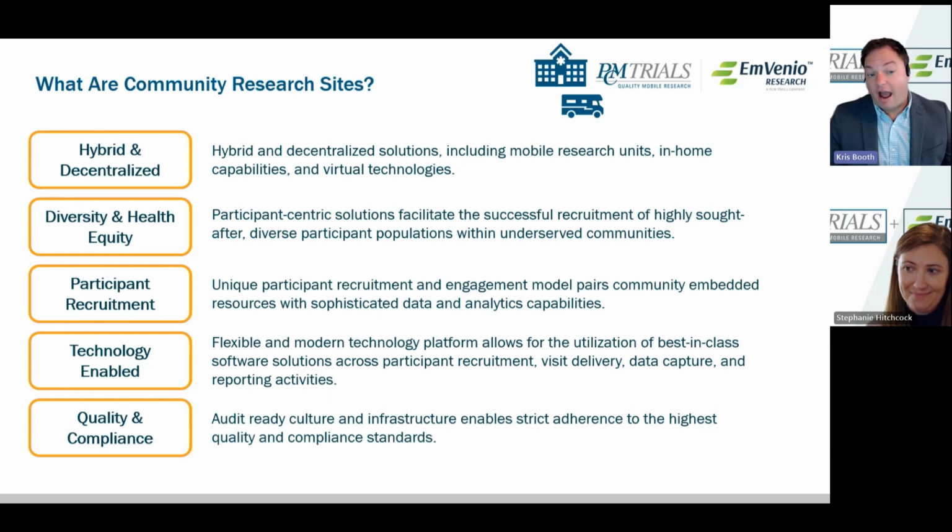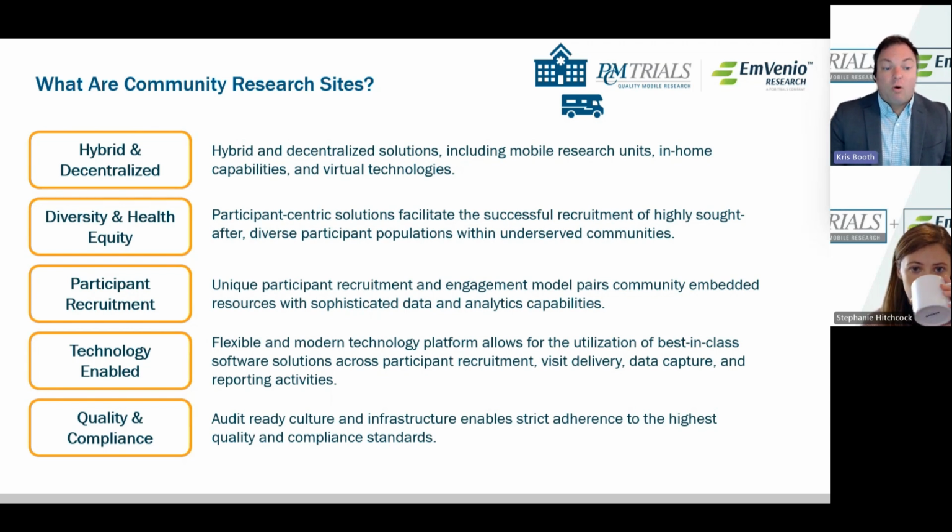So, there are actual solutions in here and a level of decentralization that all of the companies have become quite prolific in their mastery of, right? Whether that's PCM or EmVenio, utilizing virtual technologies, utilizing capabilities for in-home and for site. Diversity, obviously, as we've talked about through this entire presentation, is about being a patient-centric solution.